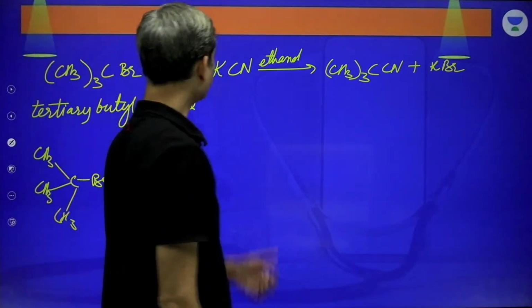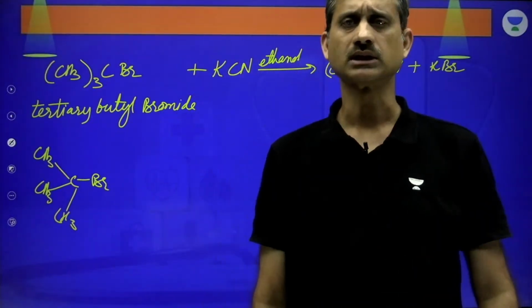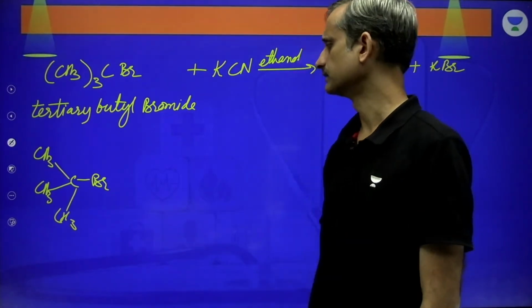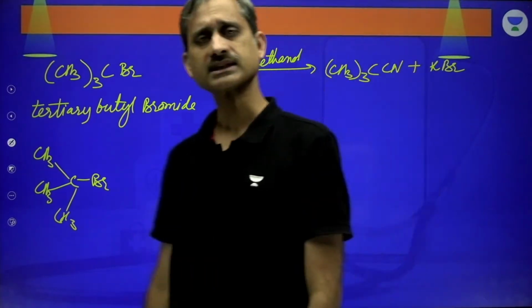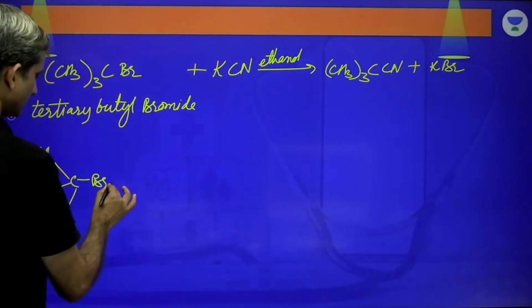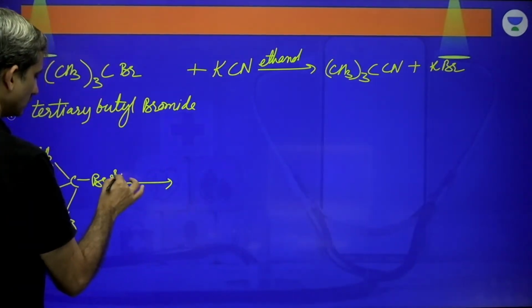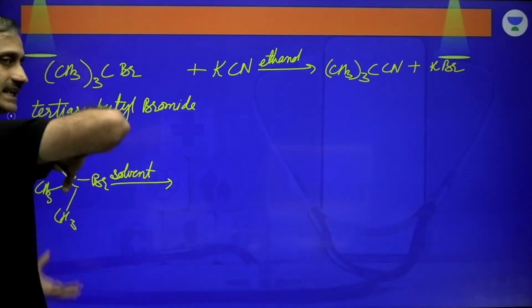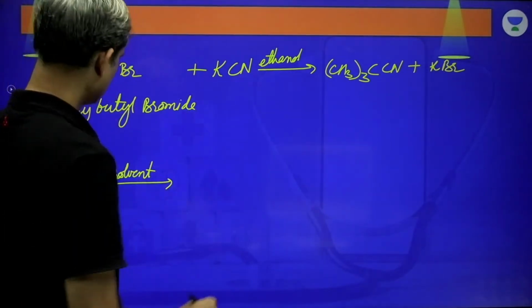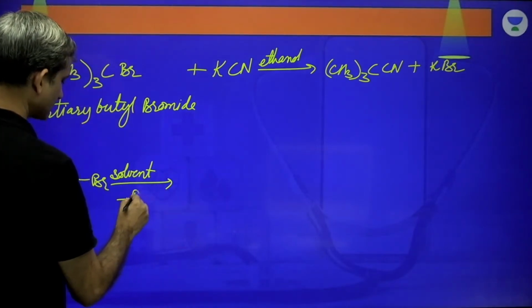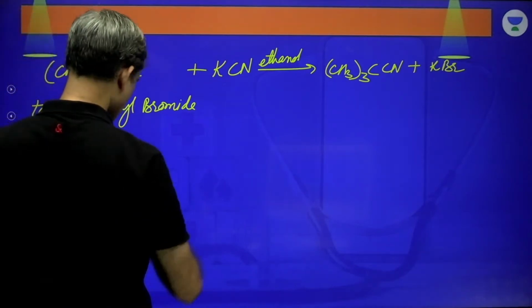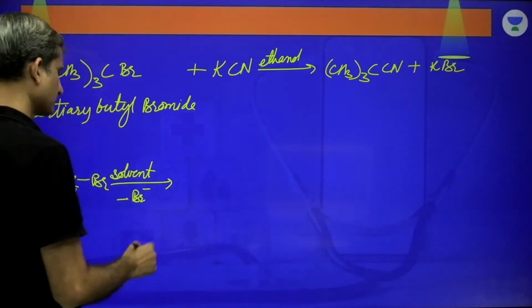So it is difficult for the cyanide to approach this particular carbon. So what is preferred in this case is that here the solvent interacts with bromide and separates it out. So solvent extracts Br minus, solvent surrounds this particular species. So Br minus moves out from this particular state.